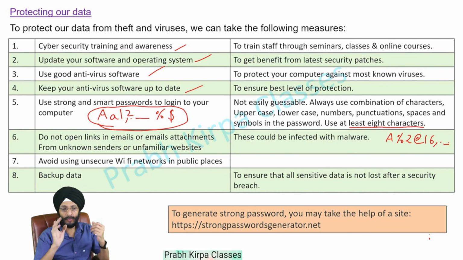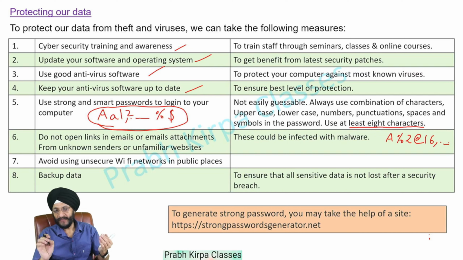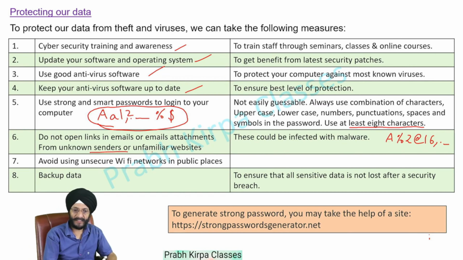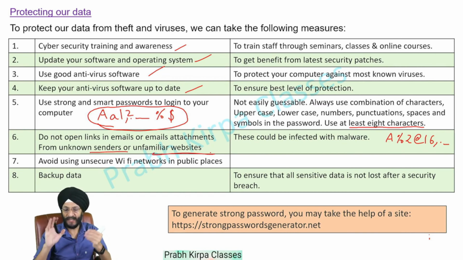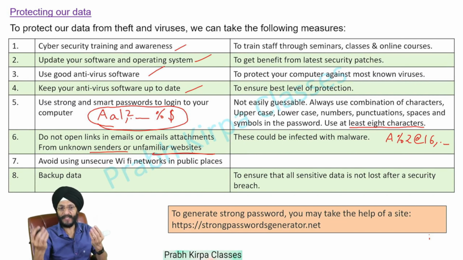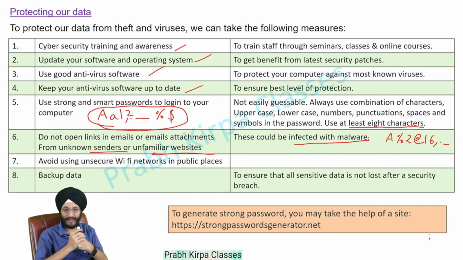Further, we should not open each and every email which has come into our email box. If there is an email from an unknown sender or unfamiliar websites, we should not open the link in the email which has landed in our email box. It is quite possible that the email which has come from an unknown sender or unfamiliar website may be infected with malware. Further, we should avoid using unsecure Wi-Fi networks in public places.